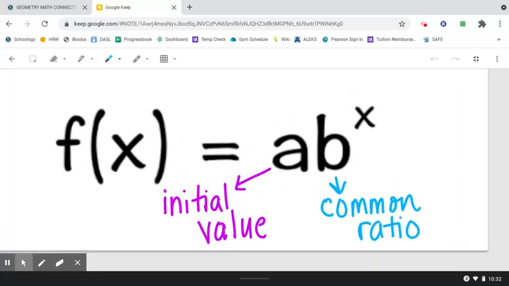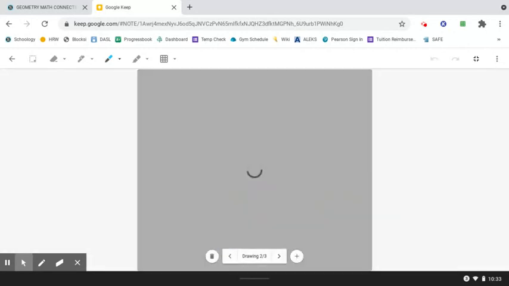So I have f of x equals a times b to the x, and sometimes you'll see this number here in parentheses, same thing. Remember, a is the initial value or the amount you start with, and b is the common ratio. So that's something that you're going to multiply by every time. That's kind of the pattern you see. So we need to keep this equation in mind when we go to write some of our equations later with these word problems we're going to see. So just remember, a is initial value, b is common ratio.